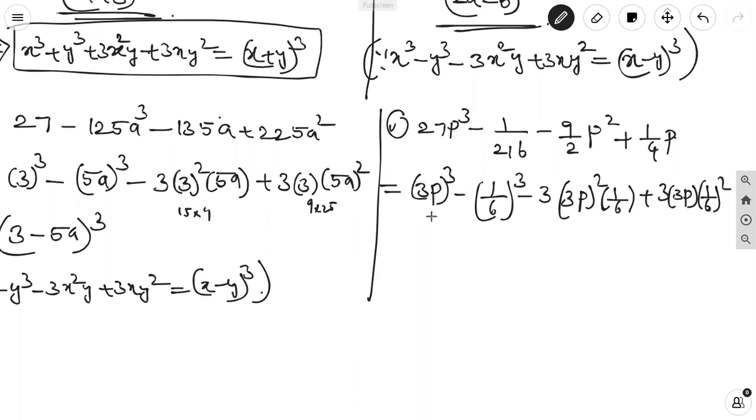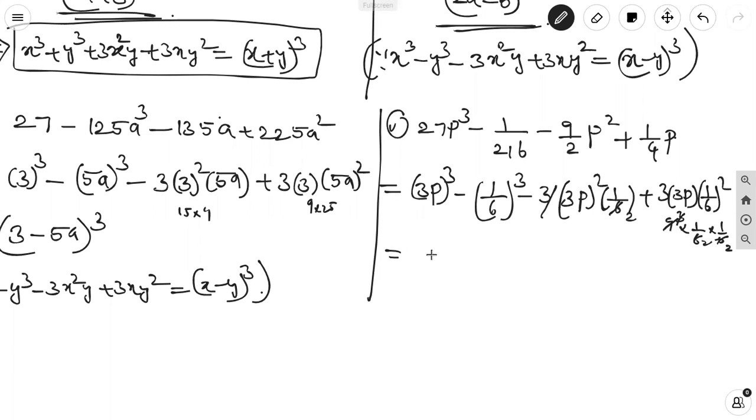Just again you check out. 3 3s are 9, 9 3s are 27p cube. It's okay. 1 by 6 whole cube means it's 1 by 216. It's okay. 3 1s are 3, 2s are 6. Here 3 3s are 9, p square by 2. It's clear. Here 3 3s are 9. Here 1 by 6 into 1 by 6 means 3 1s are 3, 2s are 6. So it's 1 by 4p.